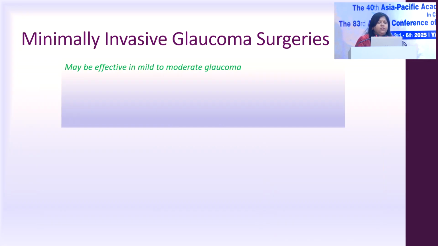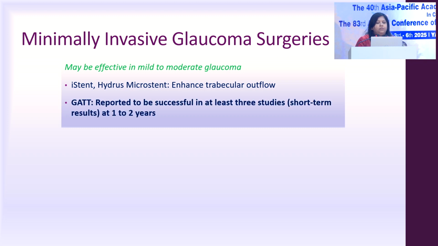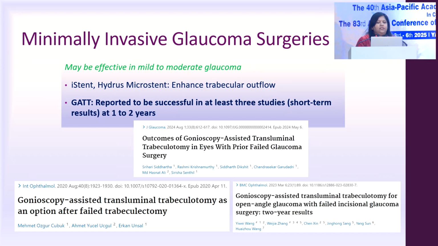Minimally invasive glaucoma surgeries, again, may be effective in mild to moderate glaucoma. There aren't too many people who do it. So the iStent and Hydrus, there are some case reports. It may enhance trabecular flow, but GAT has been reported to be successful in at least 3 studies in the short term, that is at 1 to 2 years. These studies have shown the GAT to be successful even following the trab.